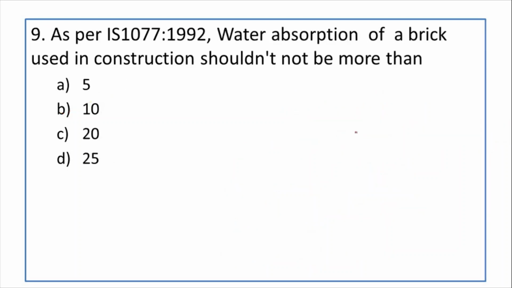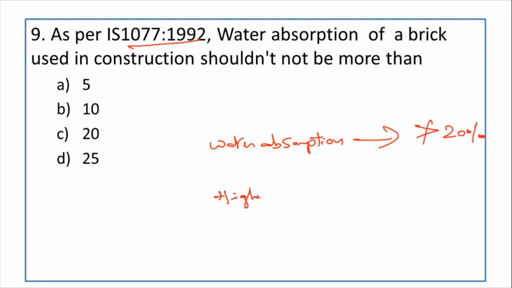Next one is, as per IS 1077-92, water absorption of a brick used in construction should not be more than. Basically as per this code, the water absorption of the brick used in the construction should not be more than 20%. And suppose if you take the higher class brick, where the compressive strength is greater than or equal to 15 Newton per mm square, then it is called higher class brick. For that, water absorption should not be more than 15%.